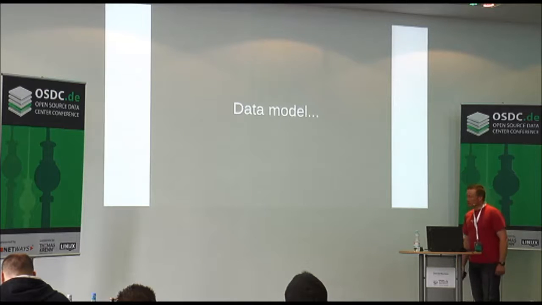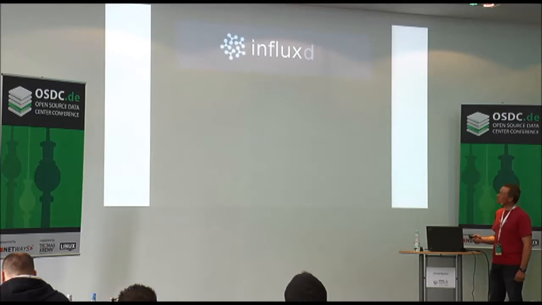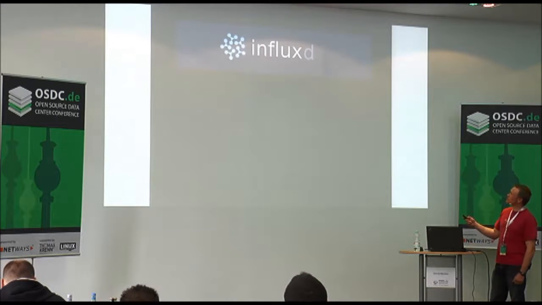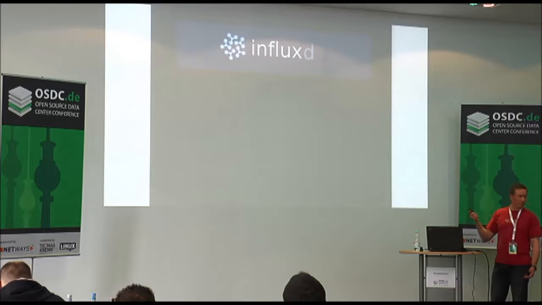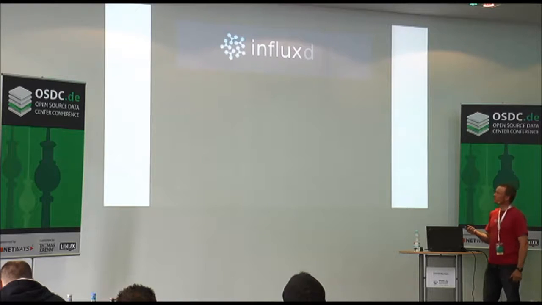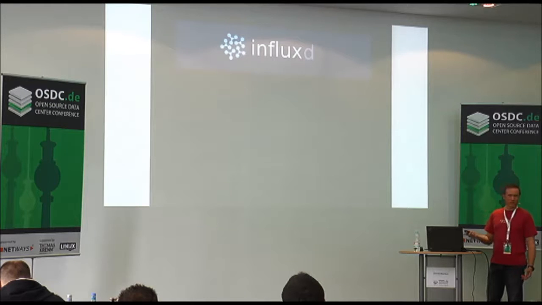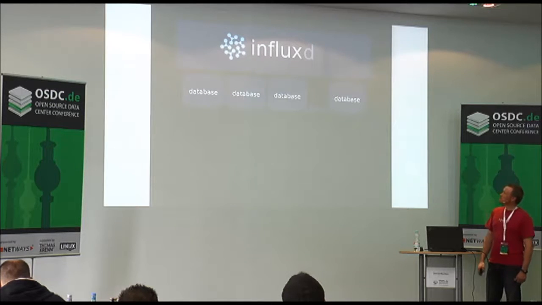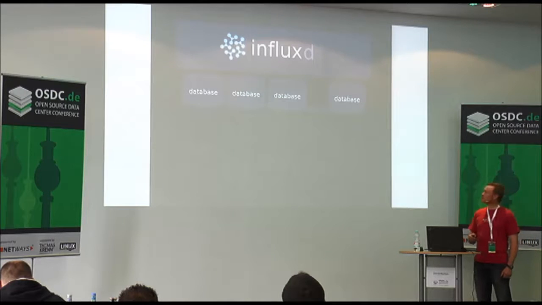So let's look at the data model. At the top, and this isn't really part of the data model, but I put it in here just so we can show how it all works. You've got the Influx daemon that manages everything. You've got one of these running on each node, whether you've got one node or lots of nodes. And it can manage one or more databases.